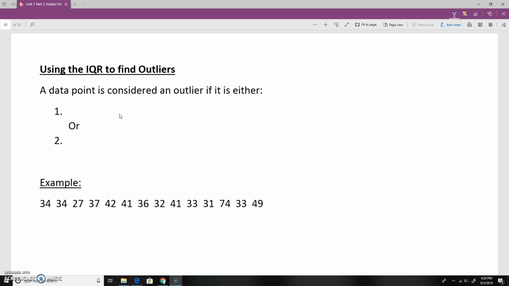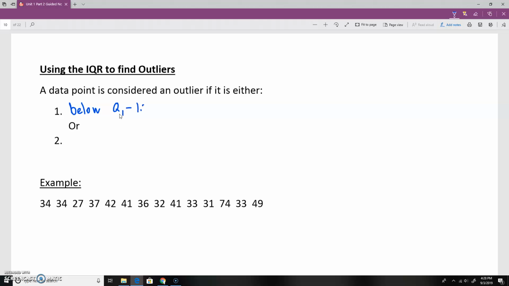Alright guys, today we're going to be looking at how we can use IQR to find outliers. Now, we've looked at outliers in a couple of activities we've done, but we've never really talked about mathematically how we can identify those. So we're going to look at one way to do that, and that's using the interquartile range.